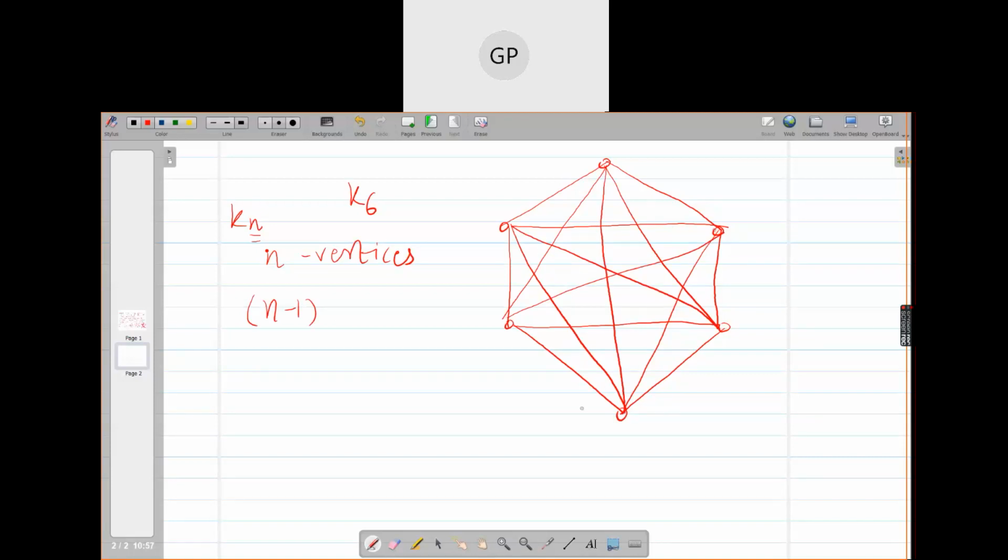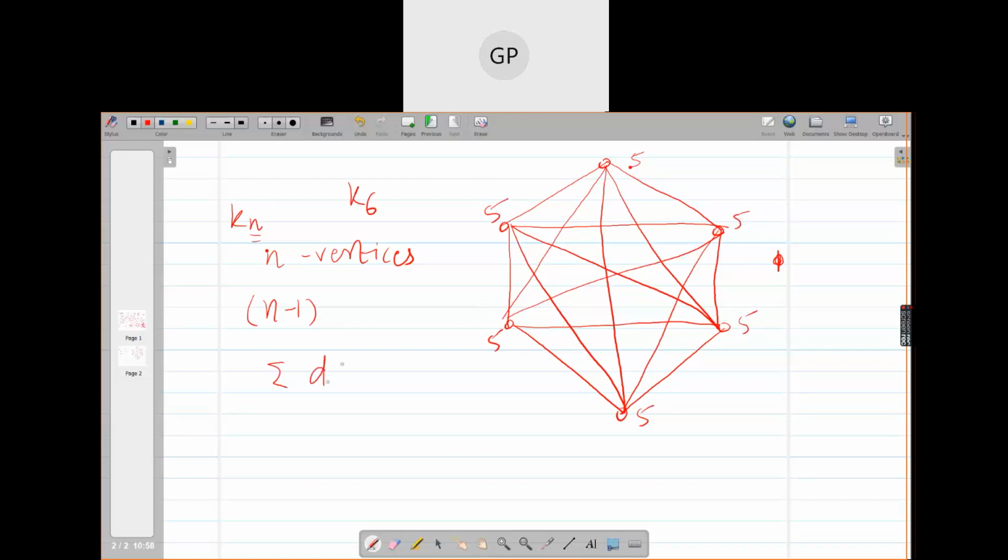What will be the total degree of this graph? Have you understood my question? Here, can you see K6? Is the degree of each vertex 5? Yes, ma'am. So what is the total degree of K6?